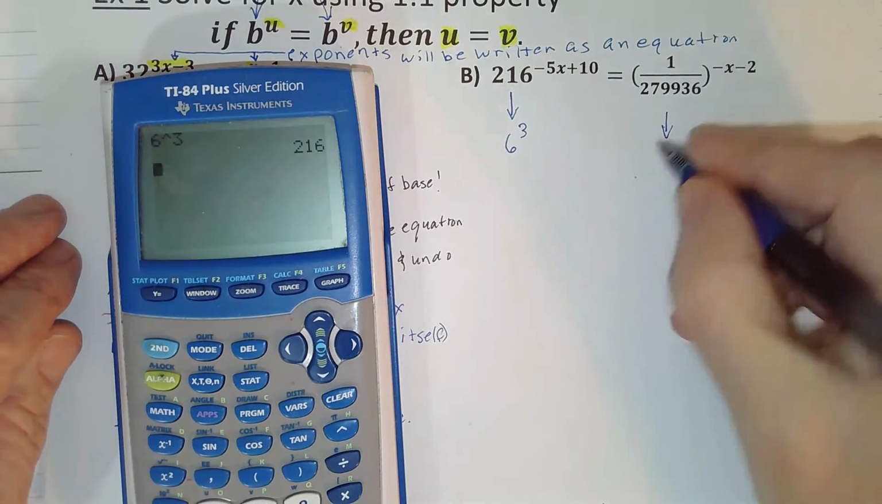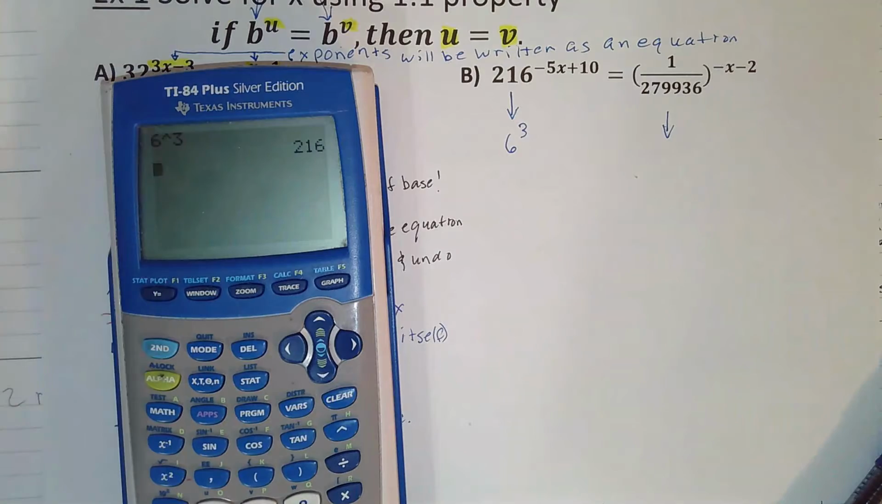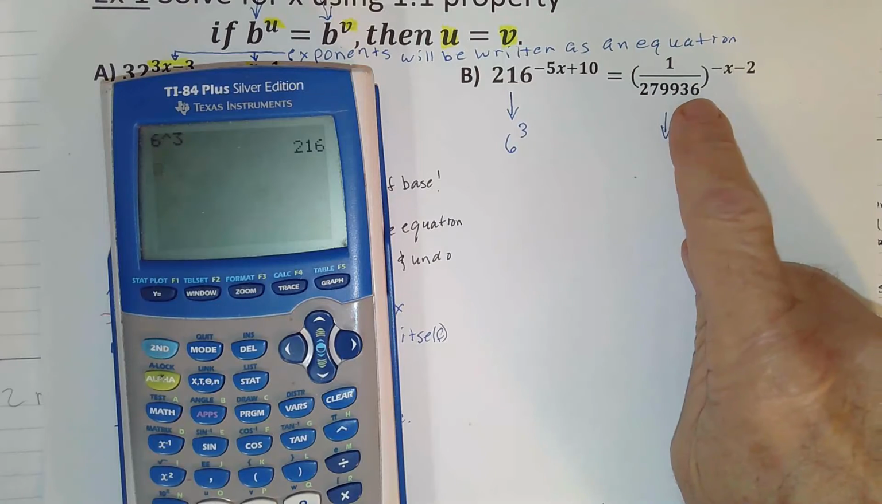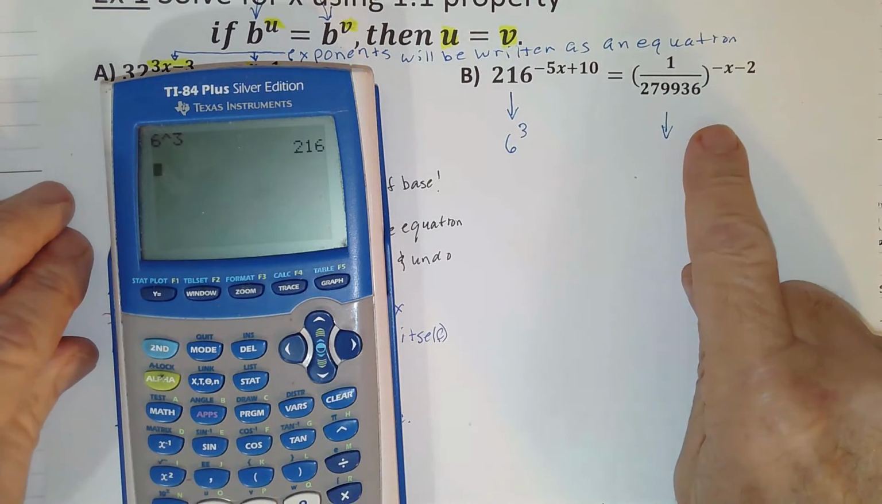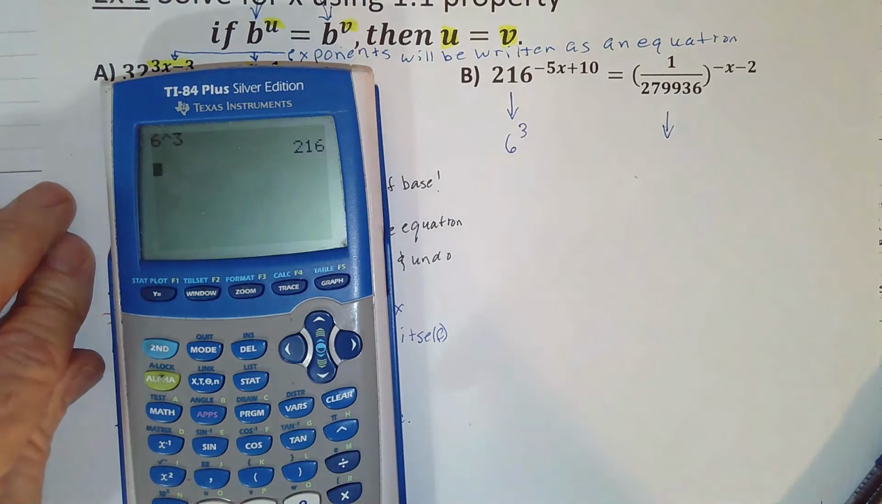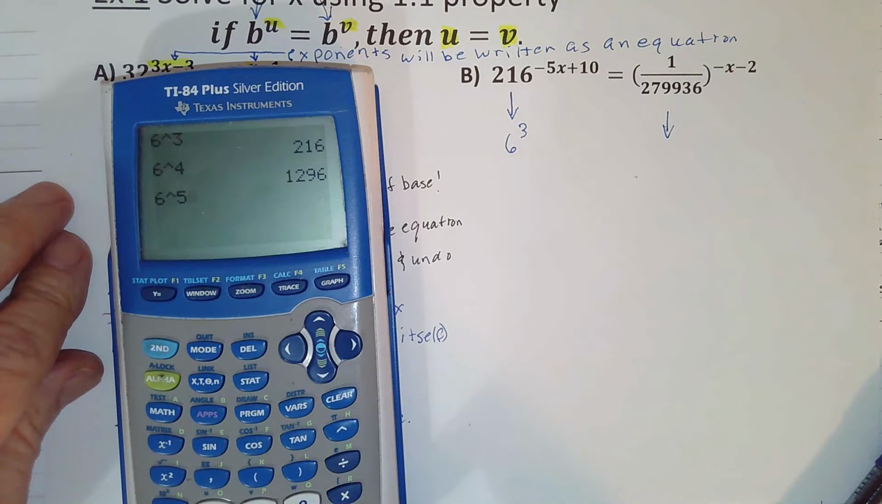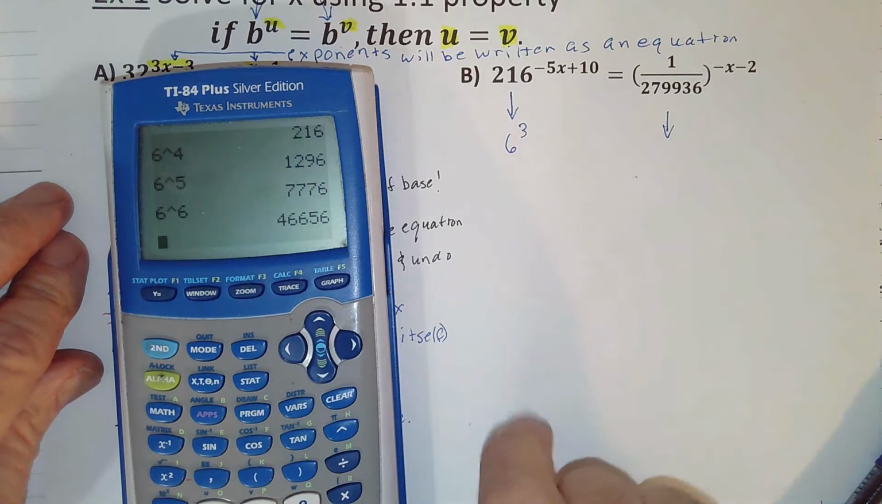Now this, well, right now, let's not worry about the fact that it's in the denominator. If that's the case, then my exponent is just going to be negative. But let's try 6 to the 4th. So 6 caret 4, 1296. Or at least we're getting up there a little more. Let's do 6 to the 5th. So 6 caret 5, and 7776. Okay. 6 caret 6, 46,656. We're not quite there yet.